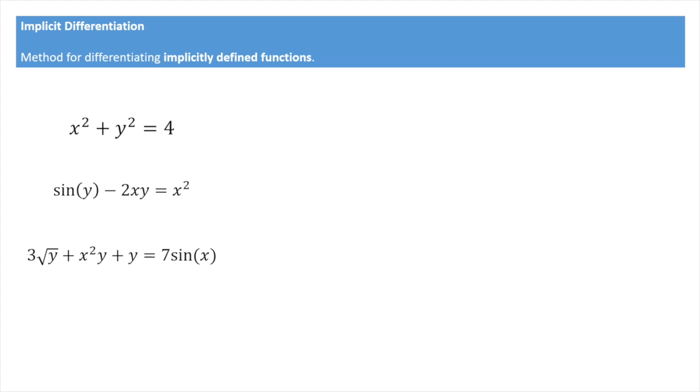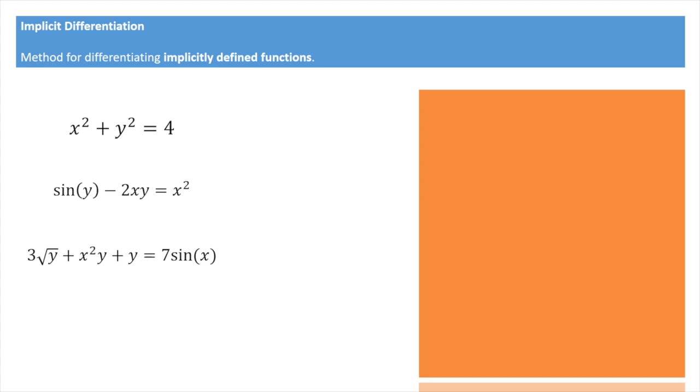Now, the key difference in these expressions or functions compared to what we've seen so far is that in this case, we don't have an expression looking like y equals f of x, or y is equal to some function of x. No, in this case, y is implicitly defined. Looking at the first one, x squared plus y squared equals 4, we can't say right away what y is equal to. No, it's implicit.